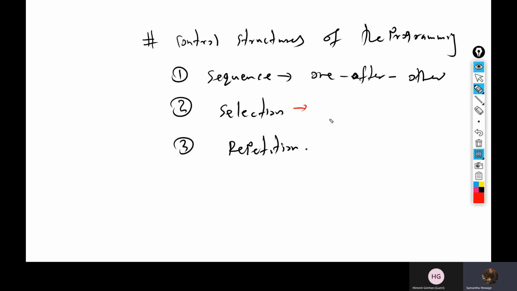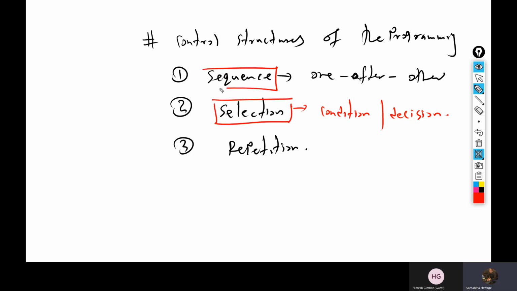Selection means it's a condition, or we say a decision. That's a decision. It becomes true or it becomes false. Yes, no. That is called selection. Right? Sequence is one after the other.